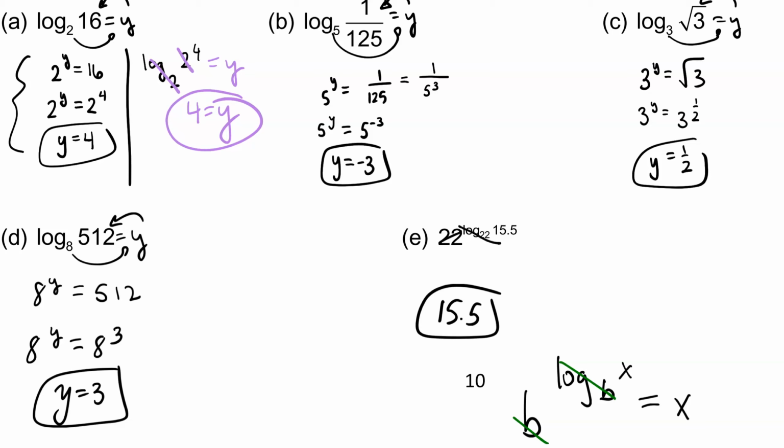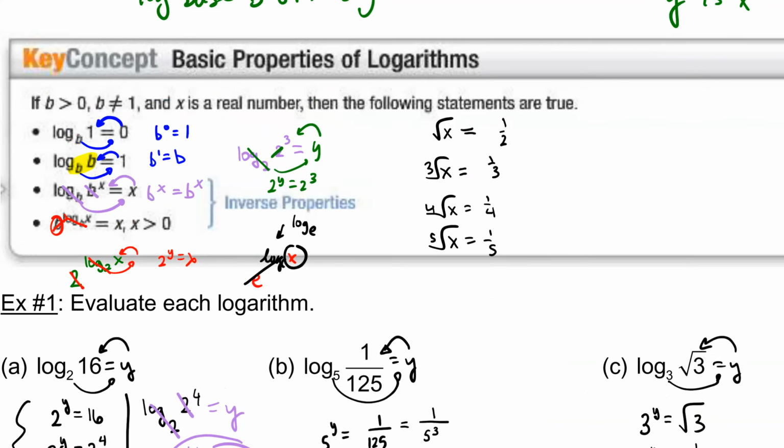All right. Now we're going to talk about common logs. So the properties, we just used basic properties. Now we're going to talk specifically about the common log. So common log is base 10. Natural log is base e, right?